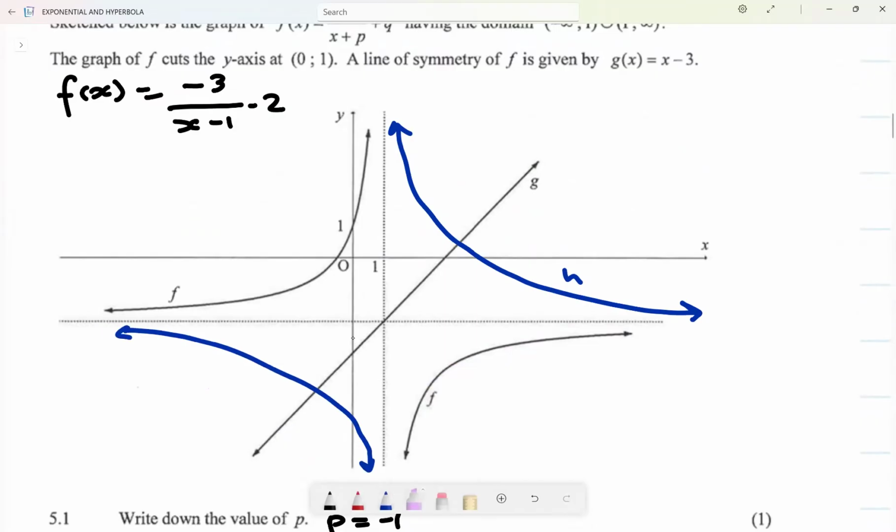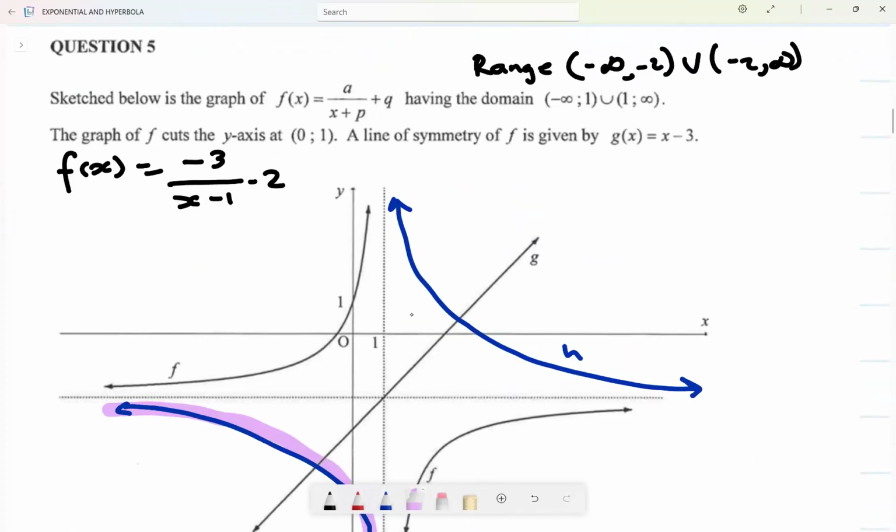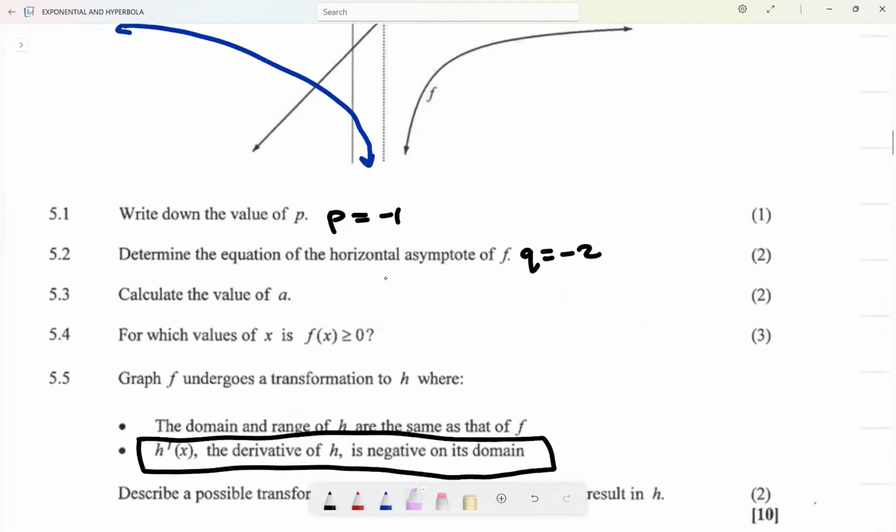Can you see that the domain is from negative infinity to 1 and then continues from 1 to infinity? The domain is still the same. Let's confirm I did not change the range. If I did not change the range, it is still from negative infinity to negative 2 and from negative 2 to infinity. It's fine. Then I'm still good.